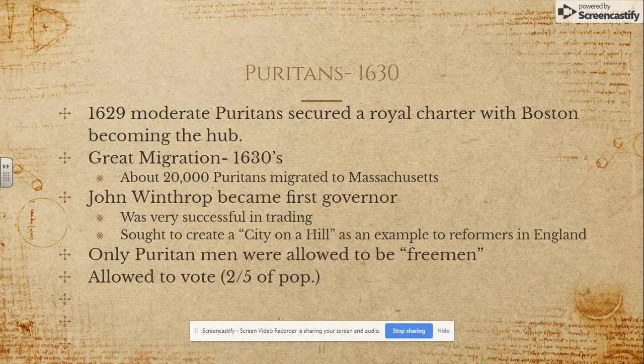Only Puritan men were allowed to be freemen, so Puritan women are not enjoying the political liberties or economic liberties of other people in England or in the Puritan communities, and about 2/5 of the population was allowed to vote. So again, we're starting to see these seeds of democracy, these seeds of popular will and self-determination, but it's not full-blown, let's cut the king's head off or anything like that.